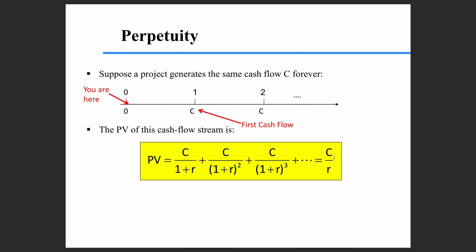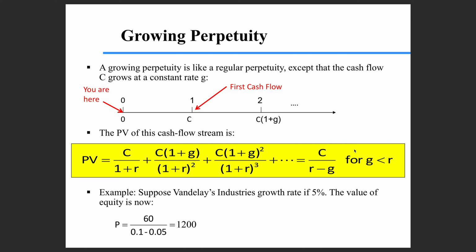Growing perpetuity. It's also a perpetual or infinite cash flow stream, and the interest rate R is also assumed to stay the same over the entire life of this perpetuity, which means forever. The difference with regular perpetuity is that cash flows are not the same every period, but they grow at the same constant rate. So G stands for the growth rate.